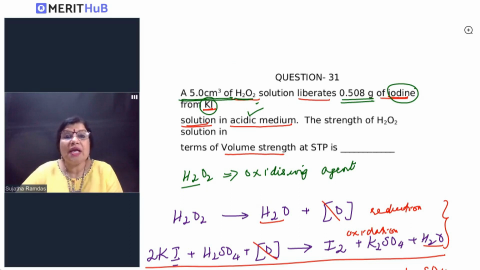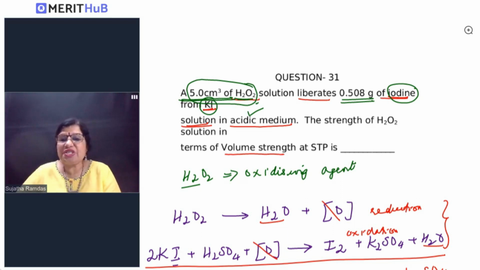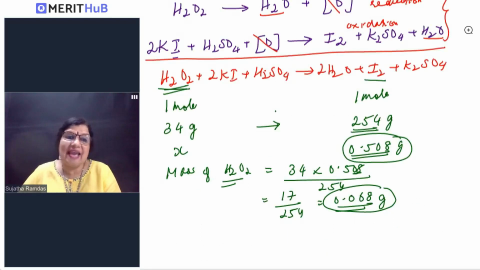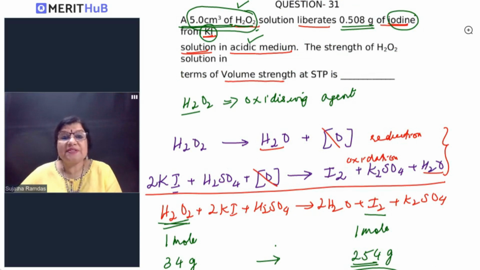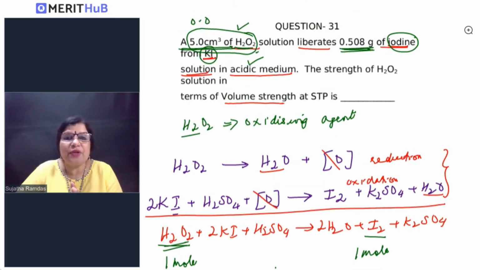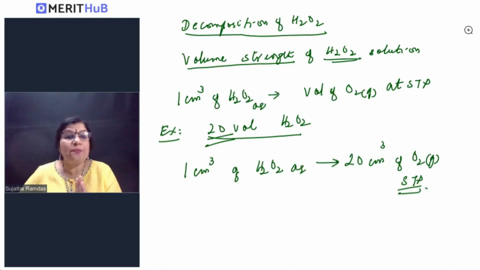We've been provided with the volume of hydrogen peroxide solution. We found out the mass corresponding to 5 cubic centimeter of hydrogen peroxide solution, which is 0.068 grams. Because it is this 5 cubic centimeter of hydrogen peroxide solution which is liberating this mass of iodine. So we found the corresponding mass of hydrogen peroxide, which is 0.068 grams. Okay, so let's see how we can proceed.